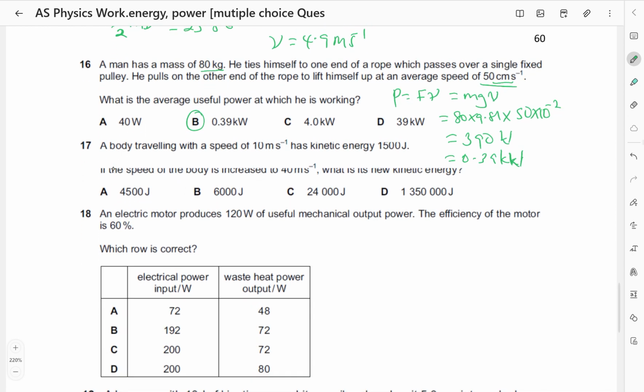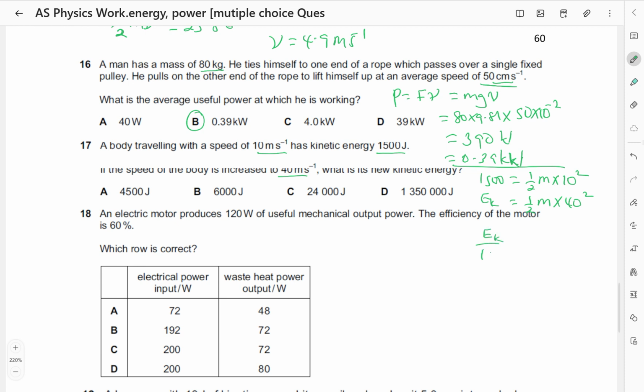A body traveling with a speed of 10 meters per second has kinetic energy 1500 joules. If the speed of the body is increased to 40 meters per second, what is its new kinetic energy? So this is also easy. Initial kinetic energy is 1500, and this is equal to a half times the mass times v, which is 10 squared. Then we want the new kinetic energy Ek, which is a half times the mass times the new velocity, which is 40 squared.